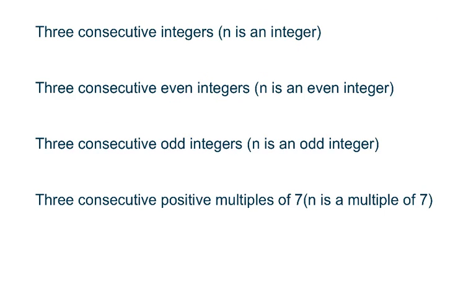All right. Here is some things you need to know. If you're talking about 3 consecutive integers, and n is an integer, we're always going to start out with n. So if I put n, my next integer would be n plus 1, and my next integer would be n plus 2.